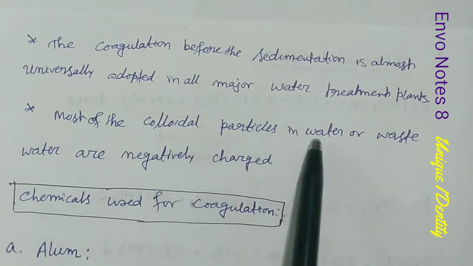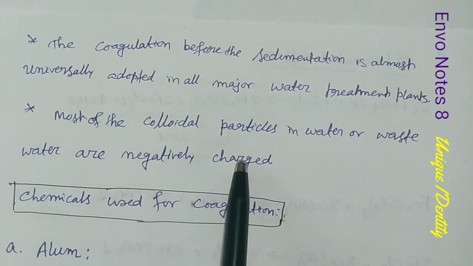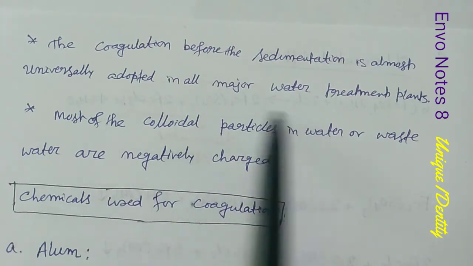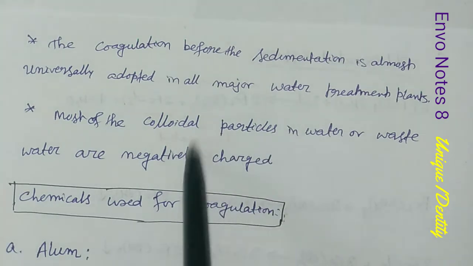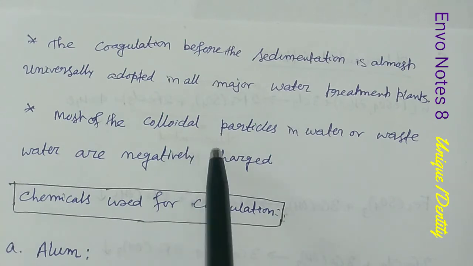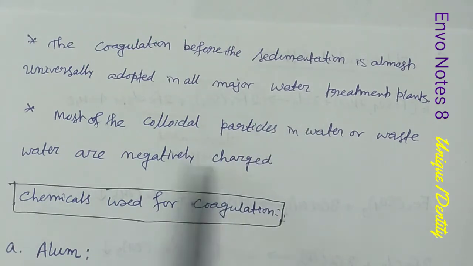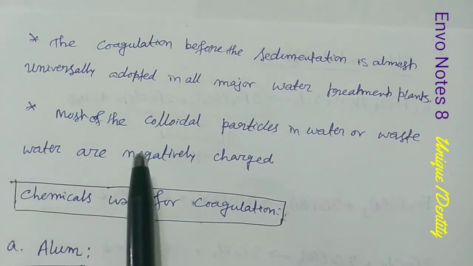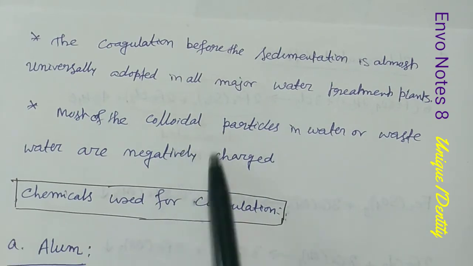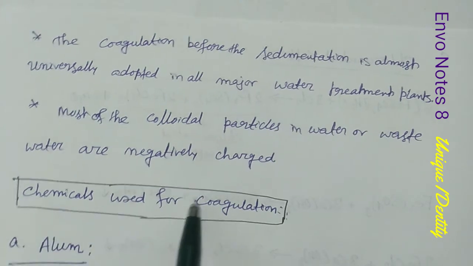Most of the colloidal particles in water or wastewater are negatively charged. As I previously told you, these negative particles create a circular Stern layer, and whenever some object with positive charge is added, it will drop the potential and create a Stern potential. This is the physics behind the coagulation process. Now we will discuss the chemicals used for coagulation.